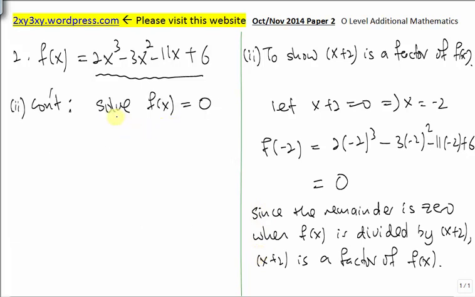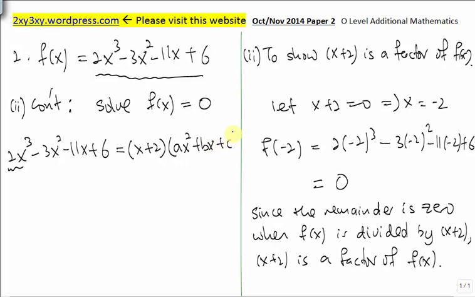We continue to do part 2 of this question. In this part, we are supposed to solve f(x) equal to 0. Now to solve this equation, let us factorize the cubic equation first. Since we know x plus 2 is a factor of f(x), we know one of the factors of this polynomial is x plus 2. And because this is x to the power 1, and the highest power in this polynomial is x cubed, we are left with a quadratic expression, which is ax squared plus bx plus c.